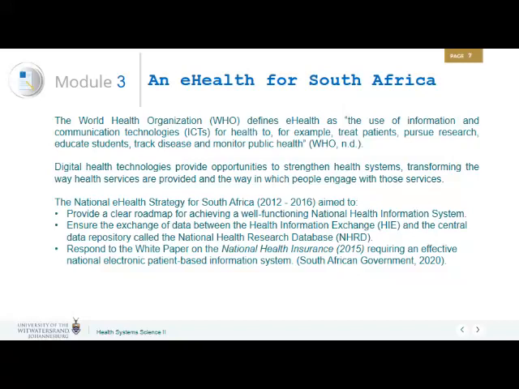It also aimed to respond to the political aspect at that point in time, which produced the white paper on national health insurance. So we were discussing at that point in time what a national health insurance would look like. And there was a recognition that in order for national health insurance to work, we need to have a national database with electronic patient-based information systems.